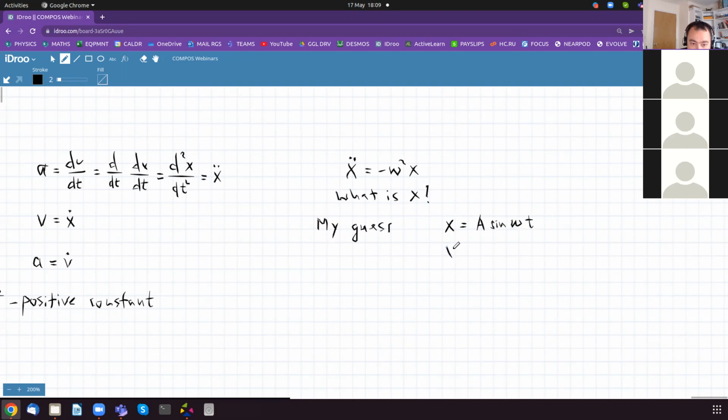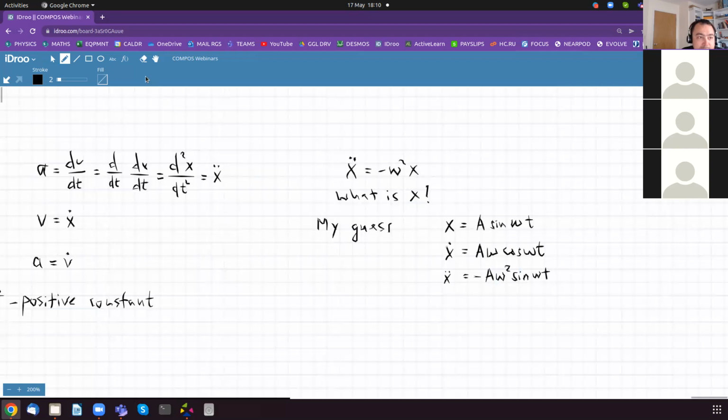So this first derivative, use the chain rule here, is a multiplied by omega multiplied by cosine omega t. Now the second derivative: it's the derivative of cosine, and it's another chain rule. So it's minus a omega squared sine omega t.